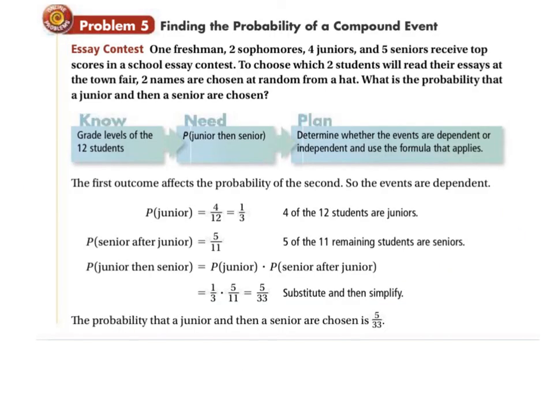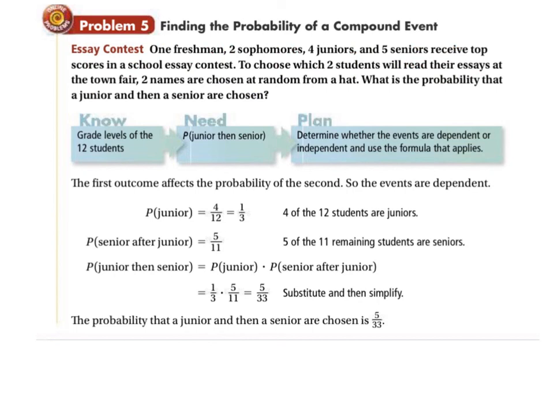A little more fun with compound events here. It says here 1 freshman, 2 sophomores, 4 juniors, 5 seniors received top scores in the school essay contest, to choose which 2 students will read their essay at the town fair. That sounds like fun, doesn't it? 2 names are chosen at random from a hat. What is the probability a junior then a senior are chosen? Now here's the thing. This is without replacing because you don't choose them and throw them back in line and choose them again. Not fair.